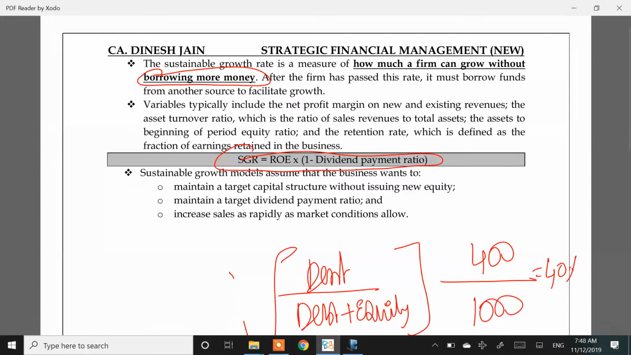And this is the formula I was saying: ROE into 1 minus dividend payout ratio. They want you to maintain a target capital structure, target dividend payout ratio, and increase sales. But the most important point is, no need to grow at a very, very strong rate, because if you keep growing at a very high rate, you will find it difficult to service debt. So you should be comfortable in servicing debt and also keep growing. That rate is called the sustainable growth rate. With this, chapter 1 is over.